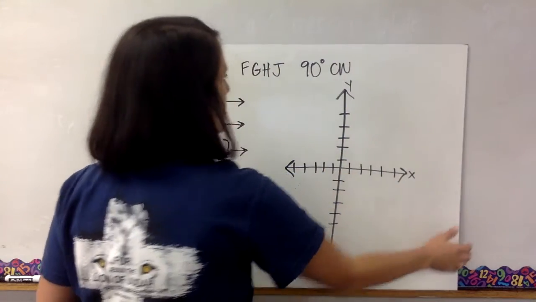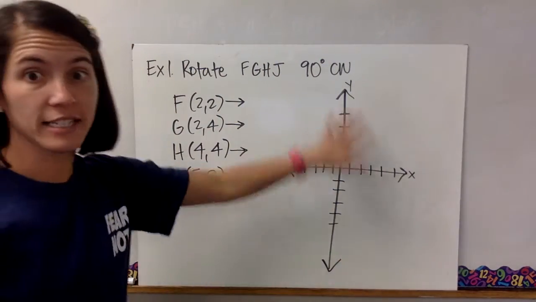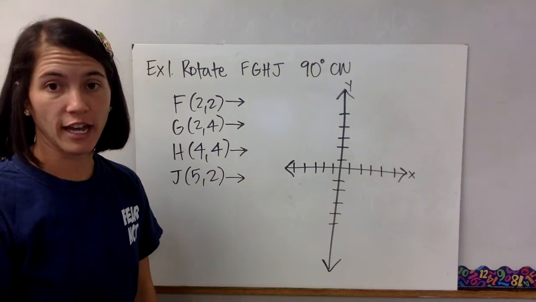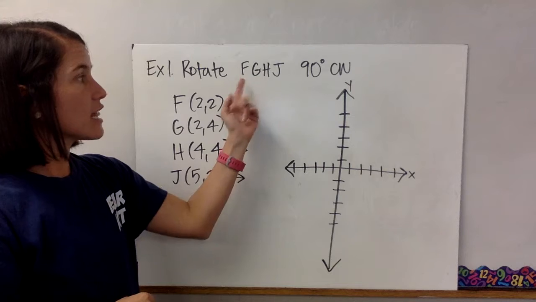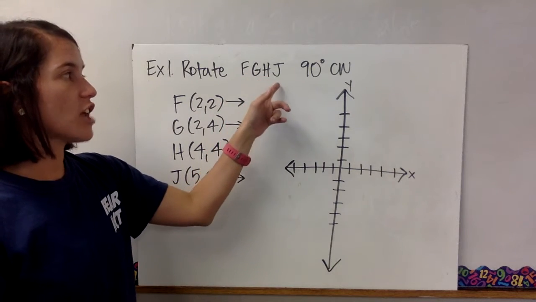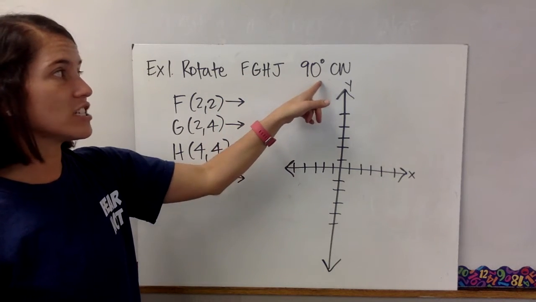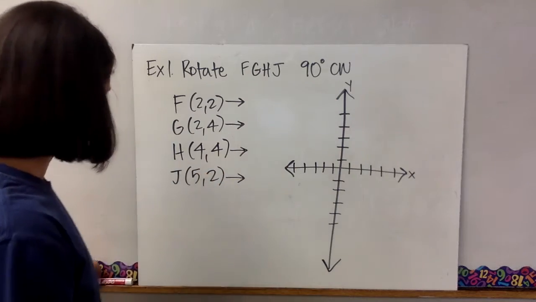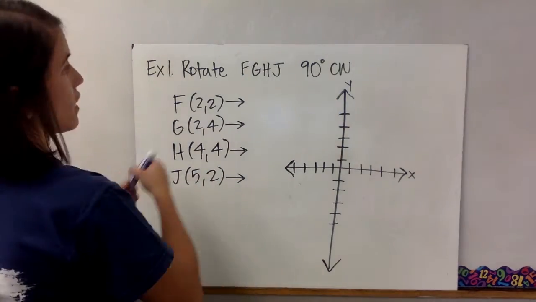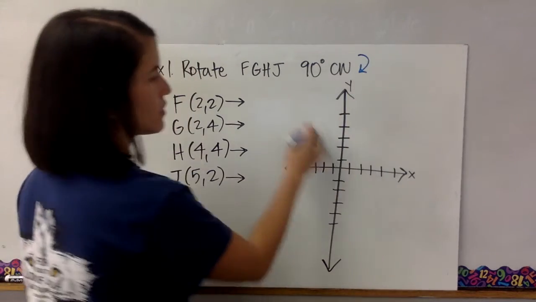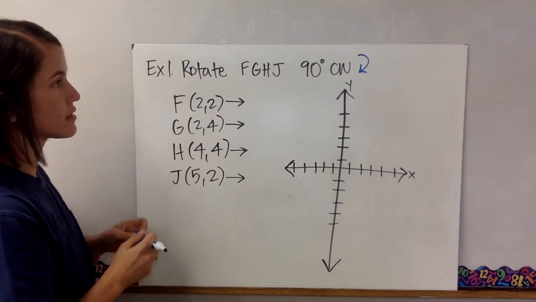All right, example 1. Copy this down, and I expect you to copy this chart down, and when I tell you to rotate your paper, actually rotate it. Rotate this quadrilateral FGHJ 90 degrees clockwise. So 90 degrees clockwise is the way a clock rotates.